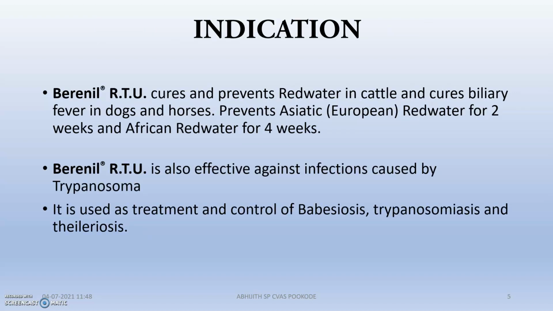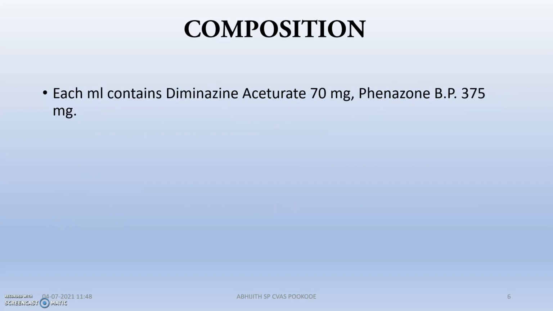So, indication. Berenil RTU is mainly used to treat red water fever or babesiosis or Texas fever in the case of cattle, biliary fever in the case of dogs and horses, and also many infections caused by trypanosoma. It is mainly used as a drug of treatment for babesiosis, trypanosomiasis, and theileriosis.